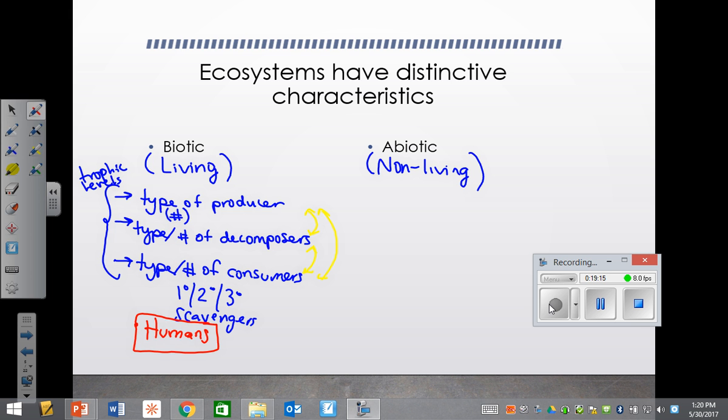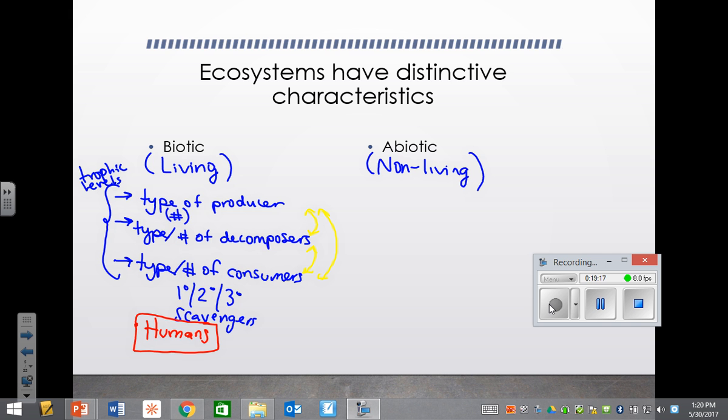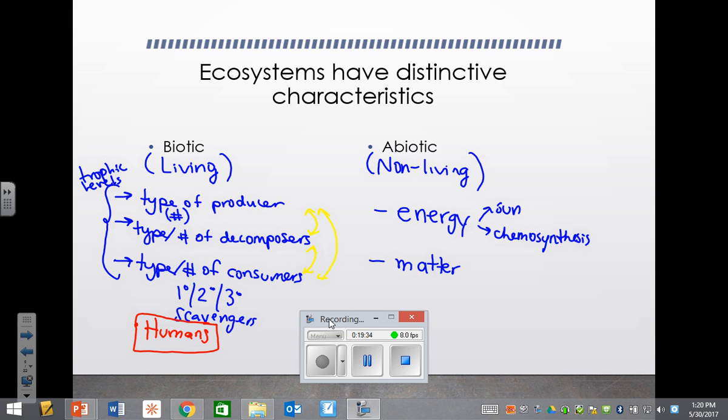Now on the non-living side, we want to focus on energy and matter. So for example, are we talking about sun and photosynthesis? Are we talking about chemosynthesis? What about the water that's available? What about carbon, oxygen, nitrogen, and phosphorus? So all of the cycles of matter that we discussed before. Are there other types of matter that are important in this ecosystem besides one of the four that we mentioned?